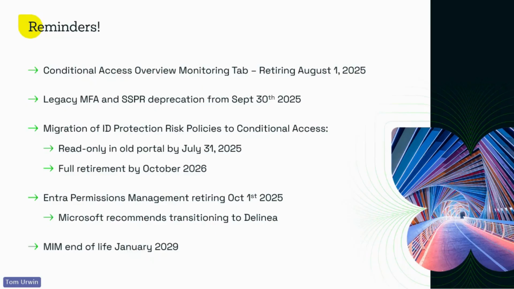And for those MIM people, just another reminder, this end of life date doesn't look like it's going to change this time, so do bear that in mind. January 2029 for MIM end of life. So do start to look at Entra ID options in the meantime if you can.